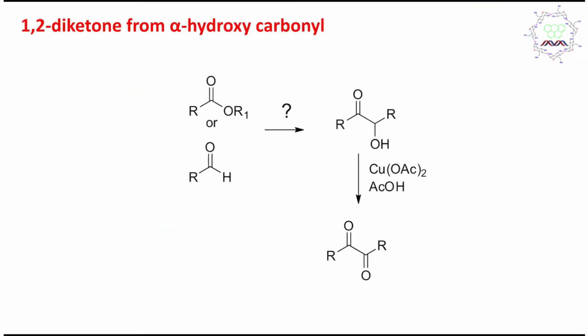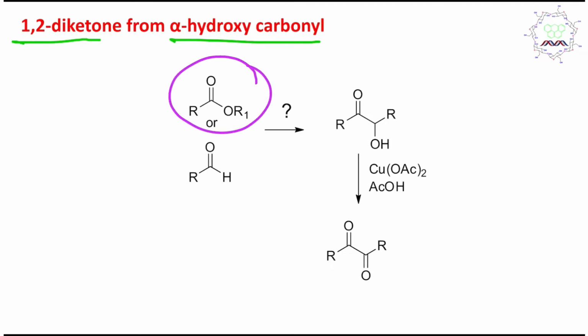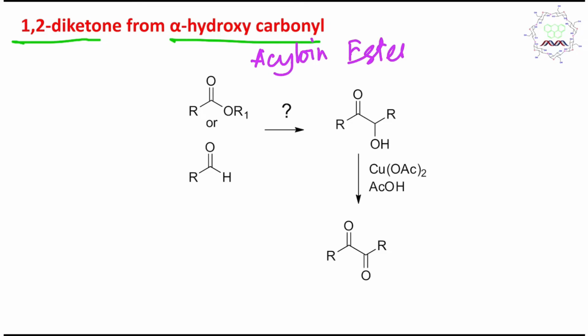Now let's go to the third method, that is 1,2-diketone preparation from alpha-hydroxy carbonyl. It's very interesting, but a simple question comes: it is not a well-known compound, alpha-hydroxy compound, so how could it be prepared? I guess, students, you know this. First reaction, if you want to prepare this from an ester, it's a name reaction, the acyloin ester condensation. I guess you know it. I have already discussed it in many lectures. So this is one method.